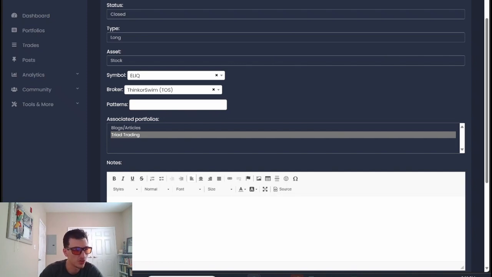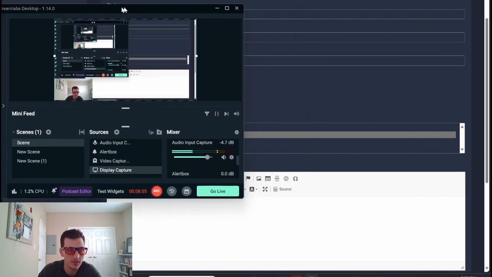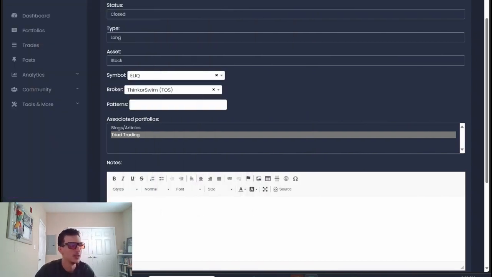What I use is Streamlabs Desktop. You make your scene. You have your audio input device, your video capture device, and your display capture device, and you'll be able to record your screen relatively easily. This is completely free. You can find it online to download.